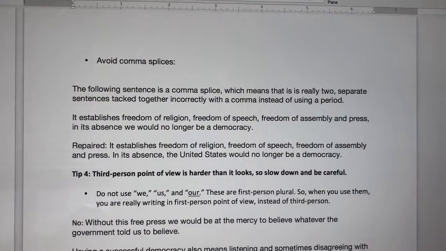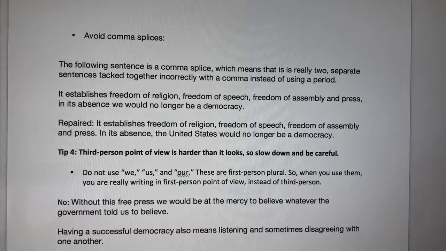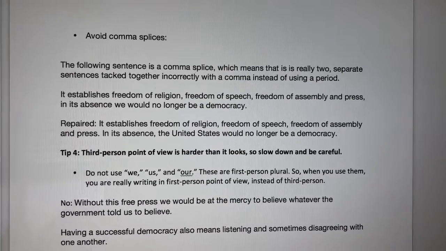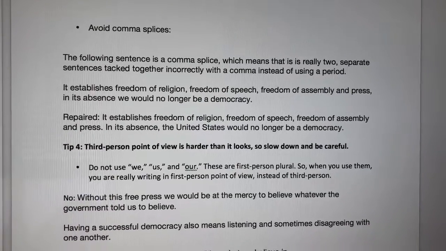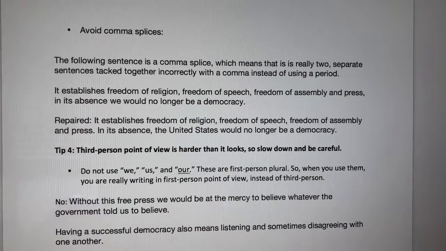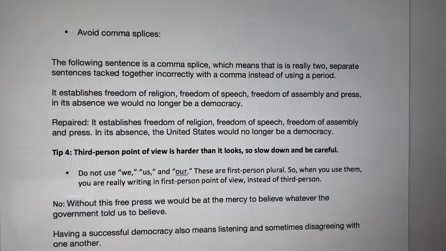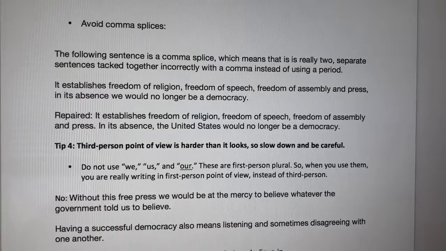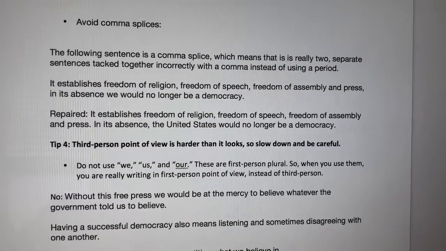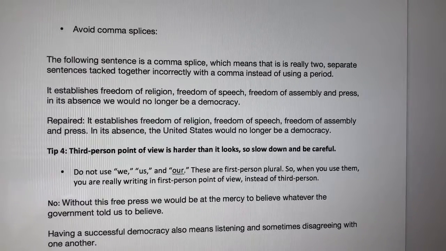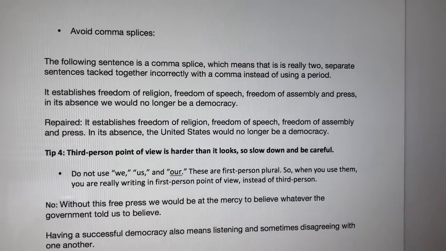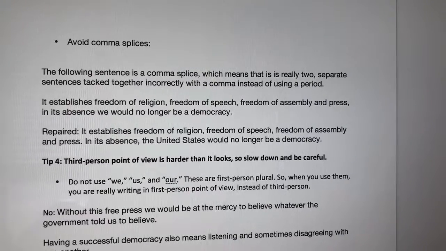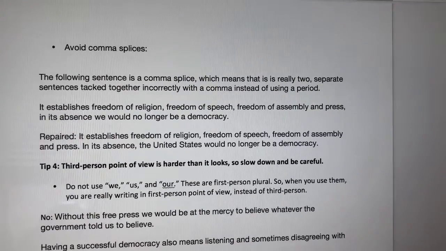Avoid comma splices. The following sentence is a comma splice, which means that it is really two separate sentences tacked together incorrectly with a comma instead of using a period. It establishes freedom of religion, freedom of speech, freedom of assembly and press. In its absence, we would no longer be a democracy. Repaired, it splits the two into two complete sentences, or it needs to have a comma and a conjunction to glue the two together instead of incorrectly just sticking a comma there.